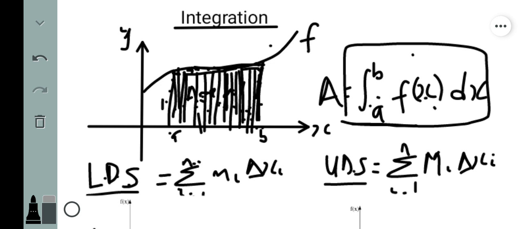Maybe a to b can be 0 to infinity, it can be minus pi to pi, it can be anything. Especially when you are dealing with a definite integral, what you are trying to do is find the area within a certain compartment. And this is what I want you to take home today: when you are dealing with an integral, you are finding the area within a certain field, and that is basically what an integral is all about.